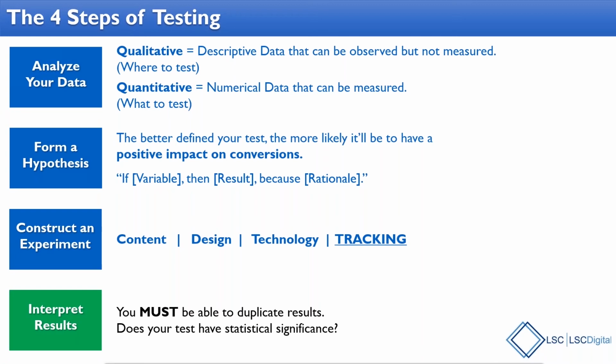And then finally, interpreting the results. I know that sounds very common sense, but for all tests, first off, you must be able to duplicate those results. Something happening once isn't a trend, all right? Whatever that test is, you need to be able to replicate it. You need to show that it is consistently happening. Also, it needs to be statistically significant.